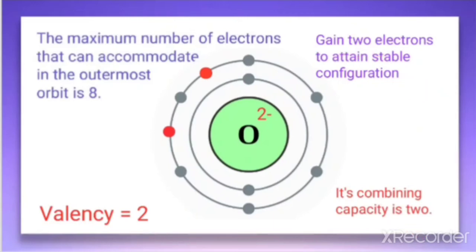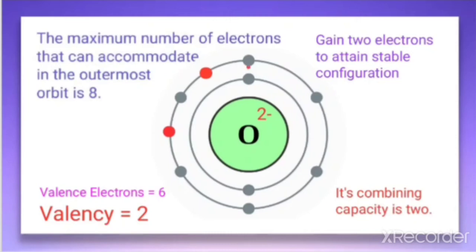Tell me whether here the valence electrons and valency are the same or not. What is the number of valence electrons here? That is equal to 6. As we have already discussed, valence electrons are the number of electrons present in the outermost shell.